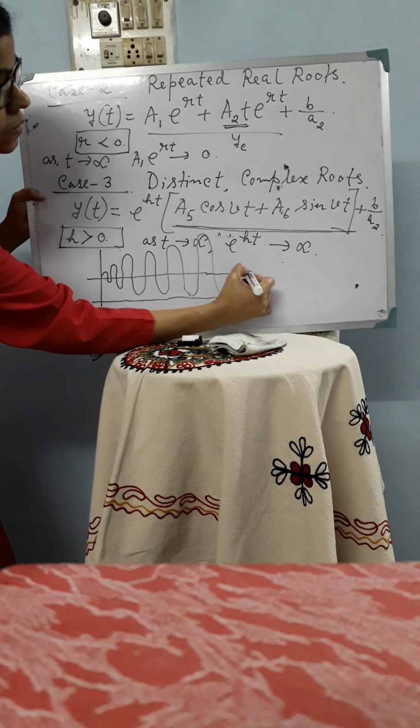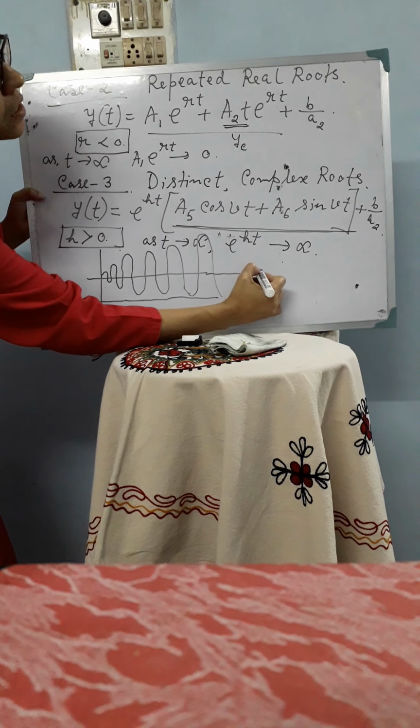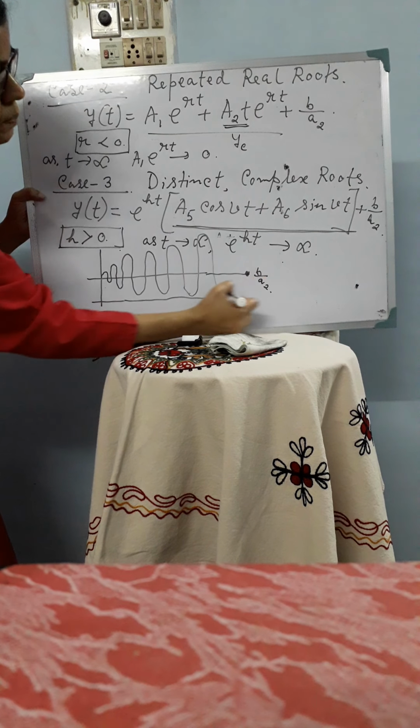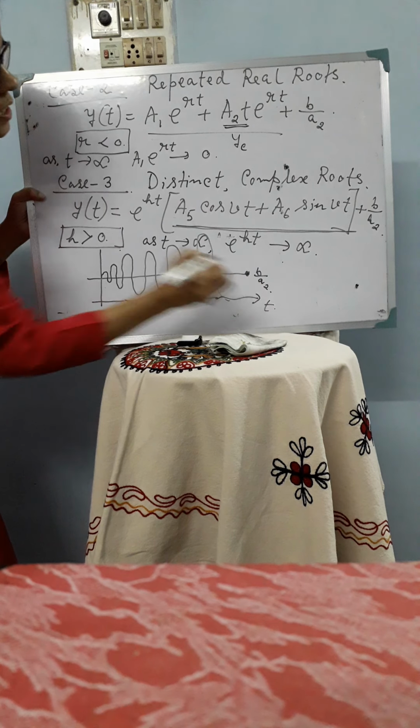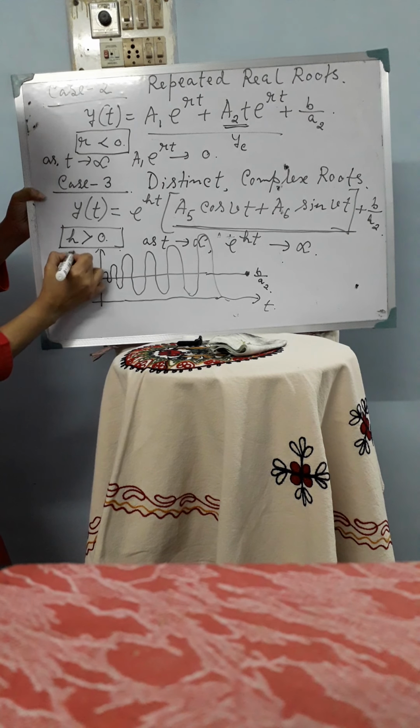This horizontal line represents the value b by a2, that is yp, and along the x-axis we are measuring t, and along the y-axis we are measuring yt. Here we can observe that the time path is divergent in nature, and the time path shows explosive oscillation.